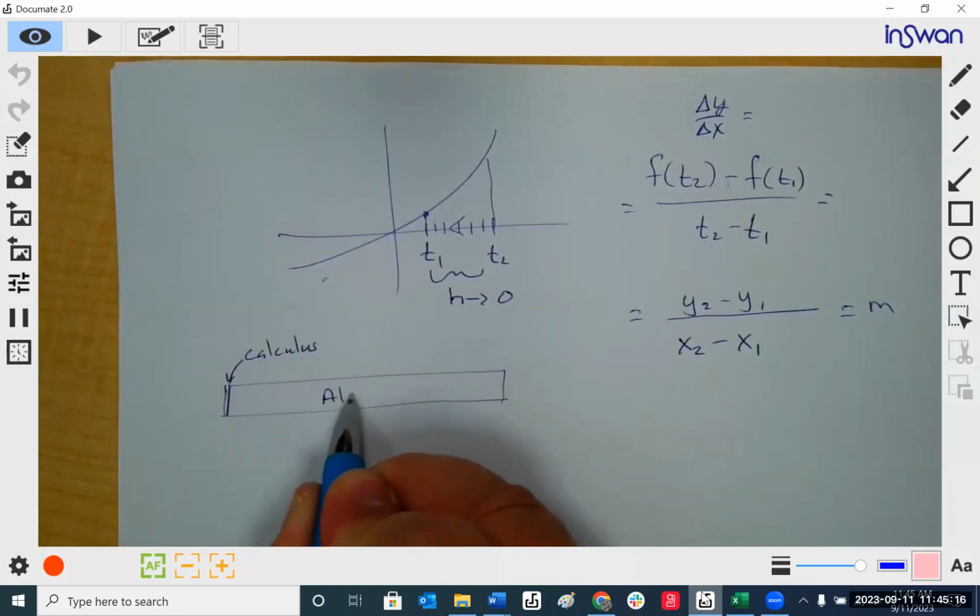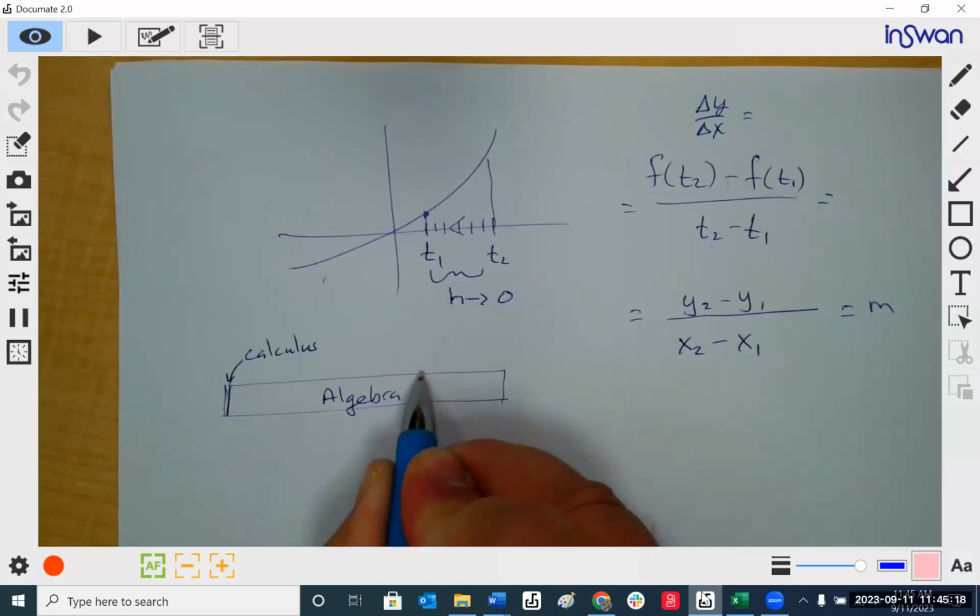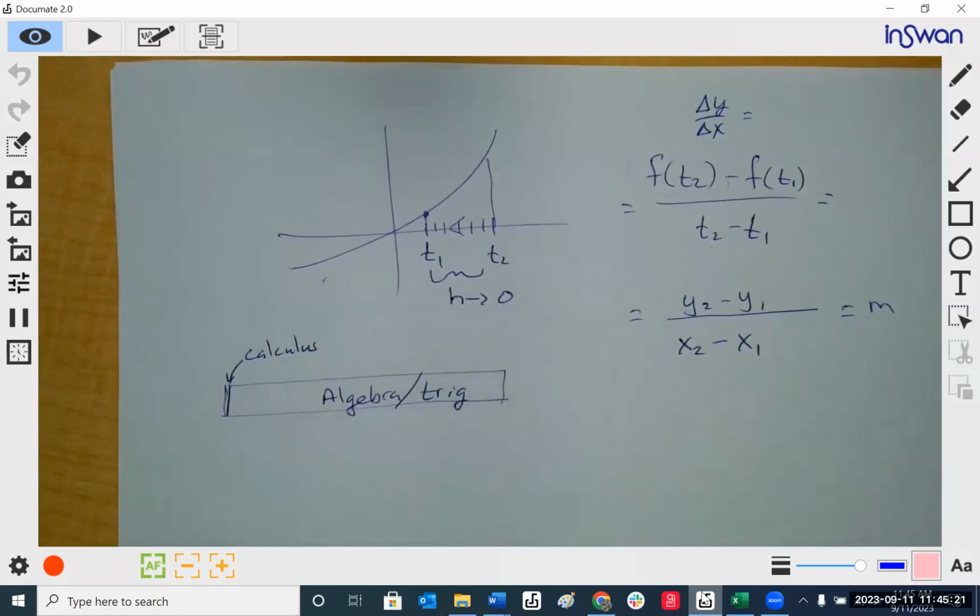The rest, algebra and trig. So calculus is only a small part. It just starts the process. That's it. But you have to know what process to do first.